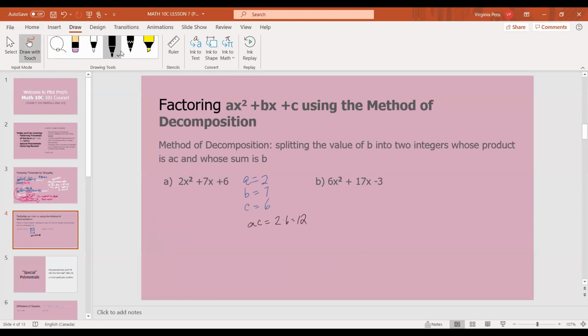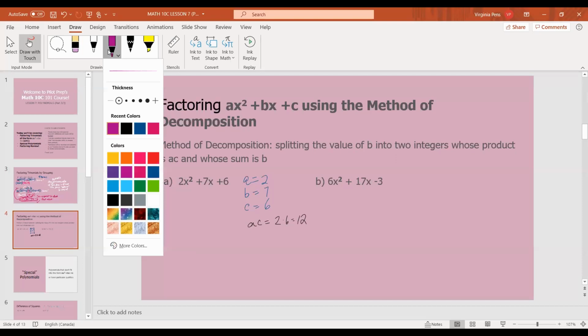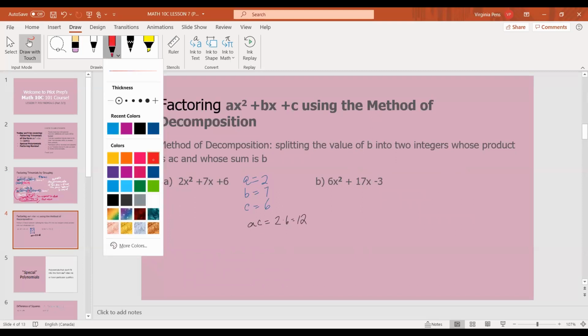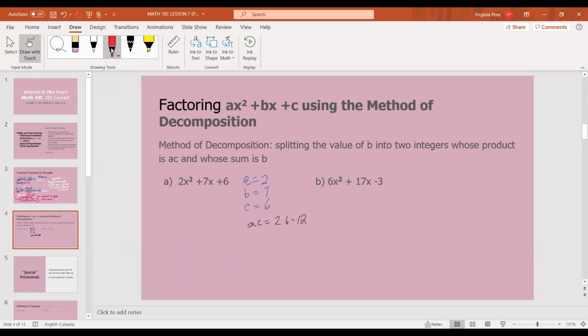Did I do that correctly? Yes. So we want to split 7 into two integers that will multiply together to give us 12 and add together to give us 7. How can we do that? Well, it's really just trial and error. So let me teach you. A smart way to do this is not just to pick two random numbers in the universe, because that would just not be realistic.